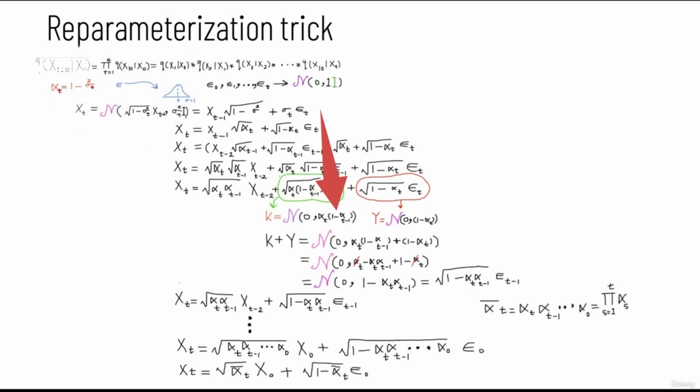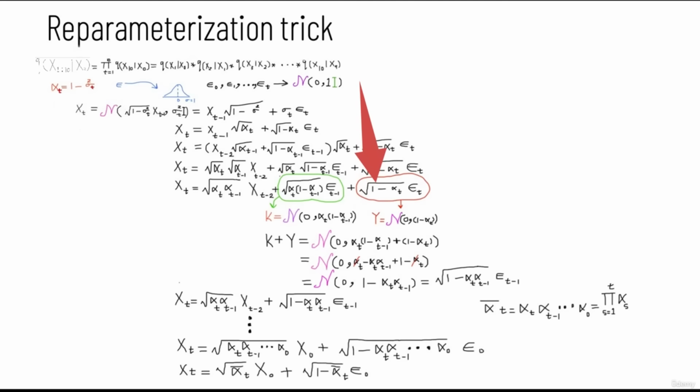Now this thing here, we can say it is just a Gaussian distribution with mean equal to 0. And the variance of this distribution is just alpha at time step t times 1 minus alpha at time step t minus 1, which is the standard deviation squared. And the standard deviation for this Gaussian distribution is the square root of alpha at time step t times 1 minus alpha at time step t minus 1. We will call this Gaussian distribution k. And this other thing here is also a Gaussian distribution, and we will call it y.